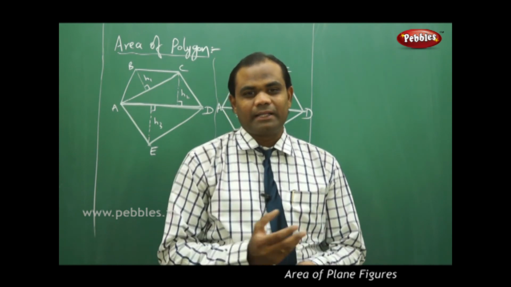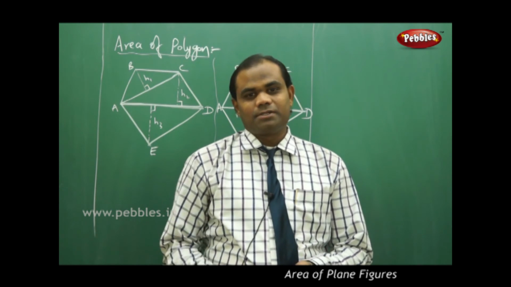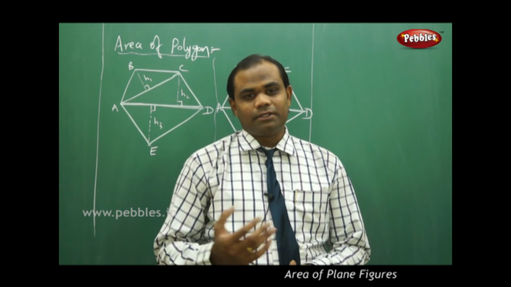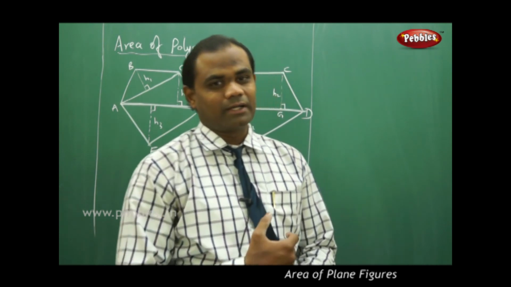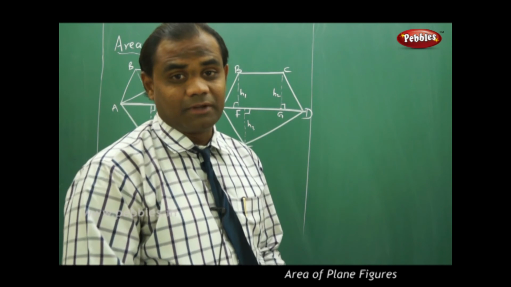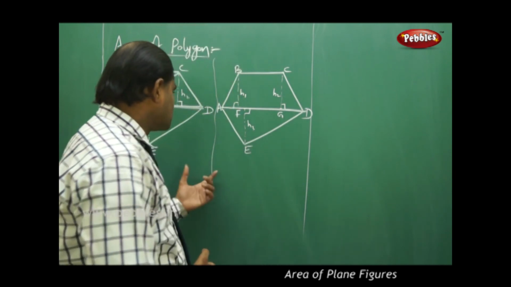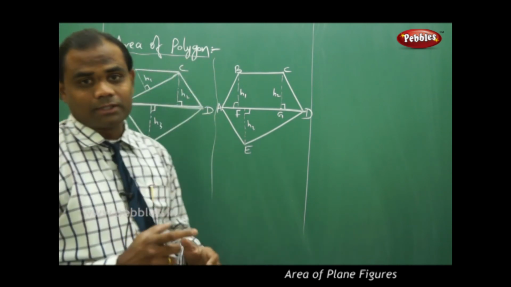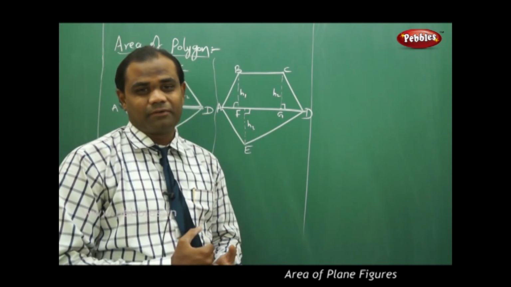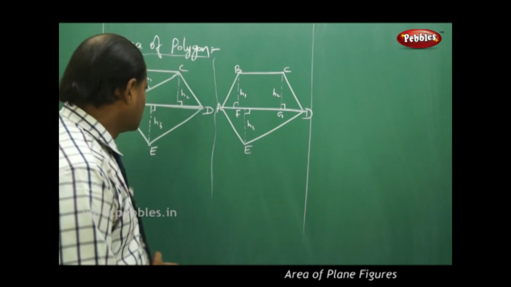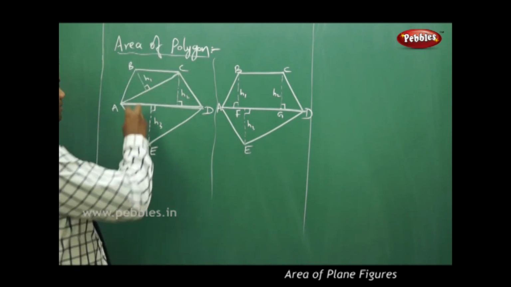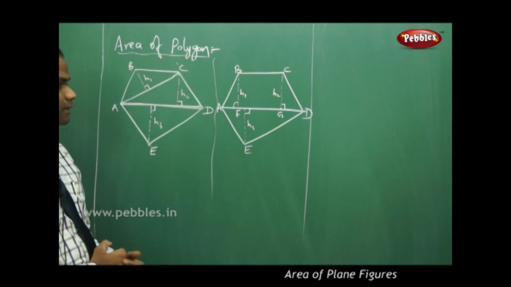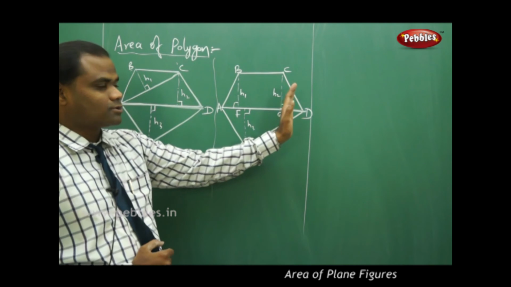The block can be a triangle or a trapezium or a quadrilateral or a rhombus or a parallelogram or any sort of rectangles or squares which we have discussed in the previous sessions. Therefore, let's discuss how areas of polygons can be found by splitting them into different regions or blocks. In this problem, A, B, C, D, E is a pentagon, a five-sided figure, and the same pentagon is also taken here.